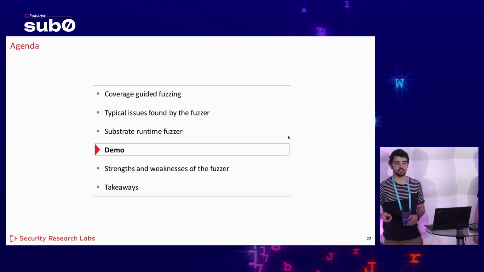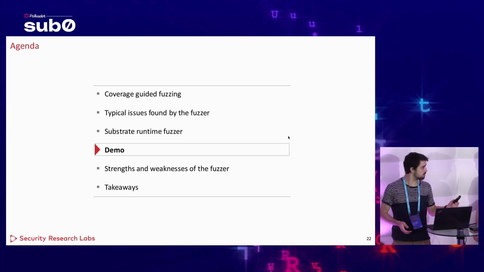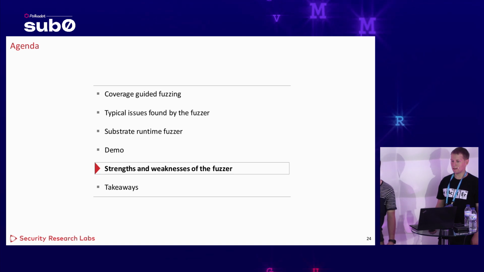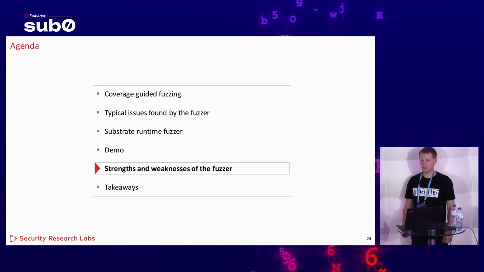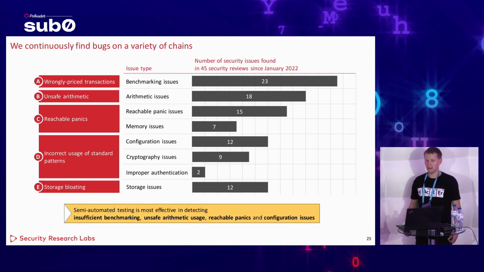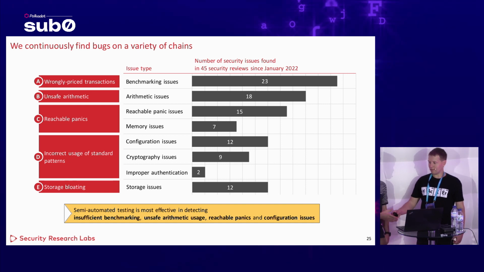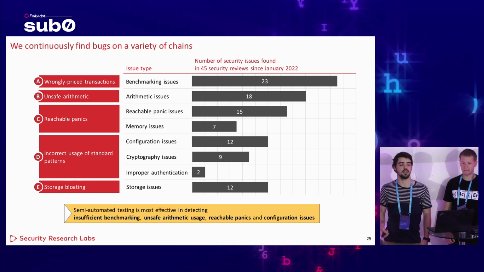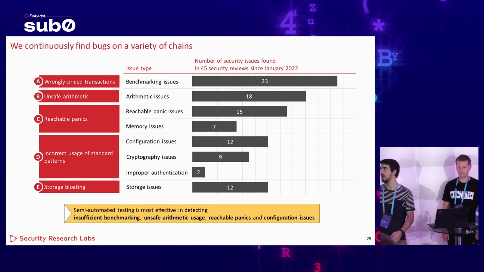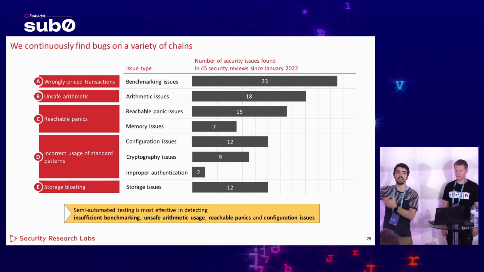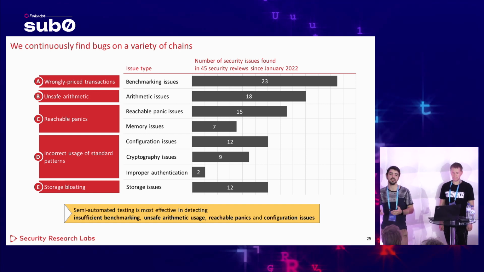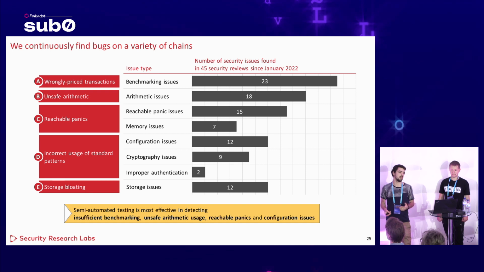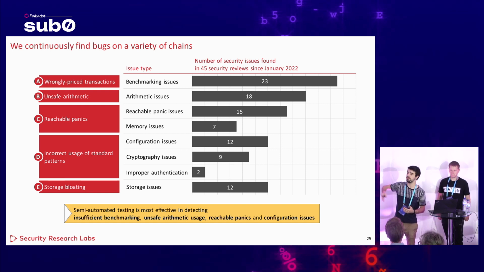Okay, so now on the strengths and weaknesses of the fuzzer. Let's take a look at what the fuzzer can do and what the fuzzer cannot do for you. We are also talking about what we can find and cannot find. An interesting thing is to see the statistics, right? What have we found with the fuzzer, and what have we found not with the fuzzer? And you can also see the categories of stuff that we find.